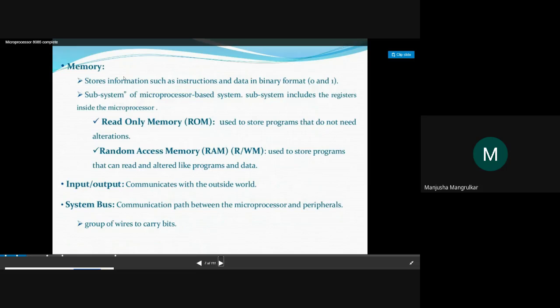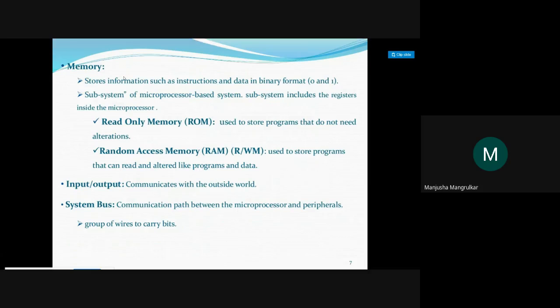Now memory. It stores information such as instructions and data in binary format, which is 0 or 1. It will be stored in the form of 0 or 1. This is a subsystem of a microprocessor-based system. Subsystems include the registers inside the microprocessor, right? So there are two types of memories that are interfaced with the microprocessor.